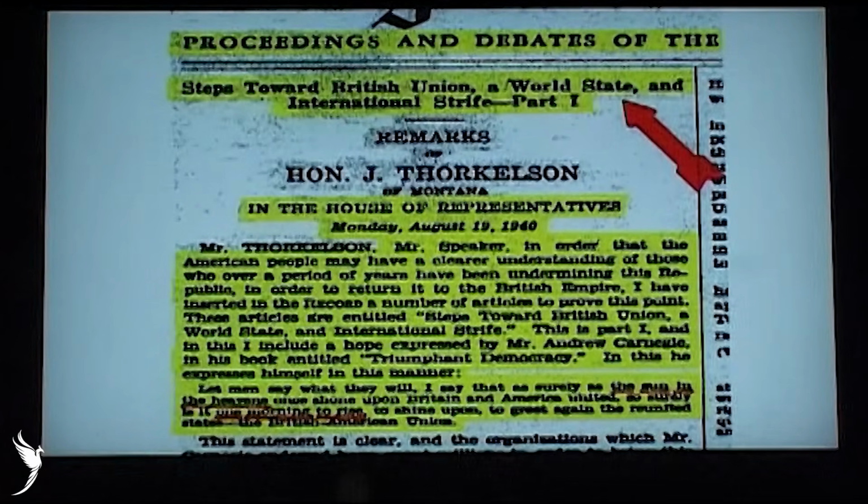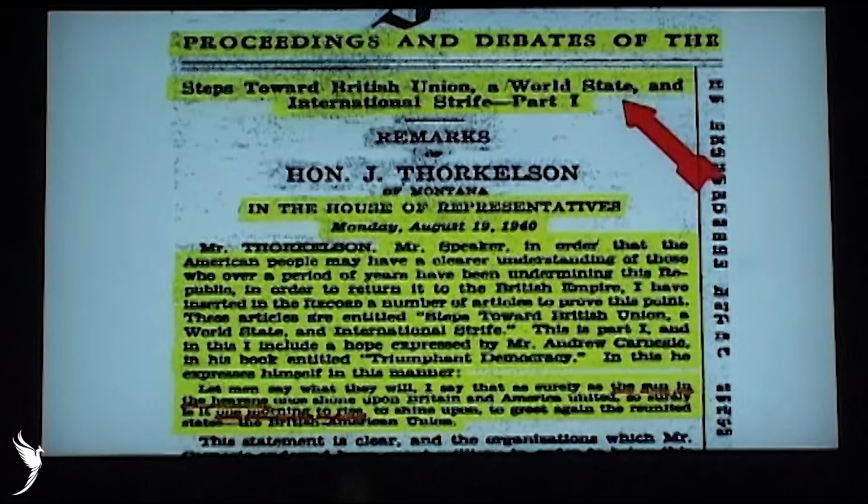Think about what you're reading. Steps Toward British Union, a World State, an international war, international strife. And it says the author of this is Representative Thorkelson.